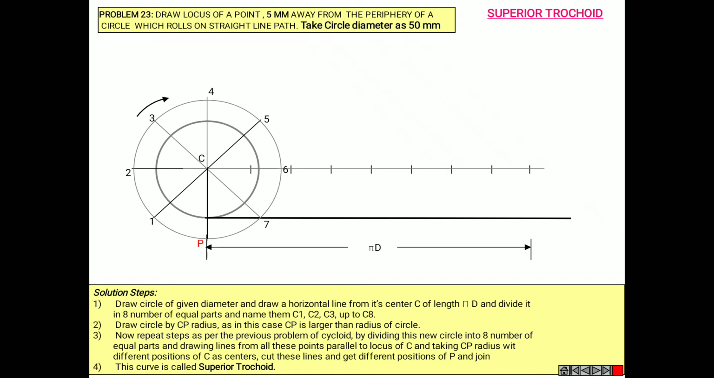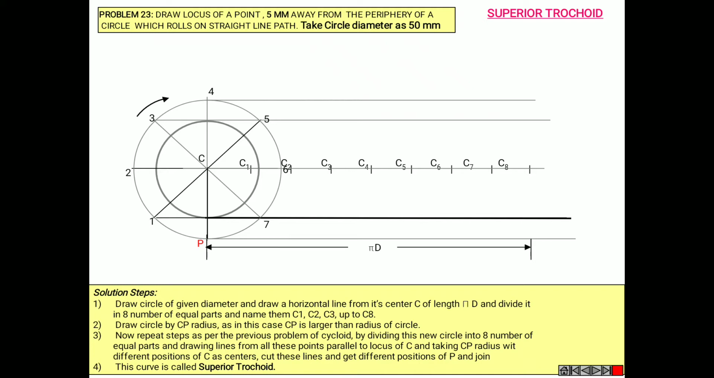and mention them as C1, C2, C3 and so on up to C8, as mentioned in the previous slide. Now taking C to P as a radius and measuring with your compass, before that, extend the horizontal lines from P, from 1 passing through 7, 2 passing through 6 is already existing, 3 passing through 5 and through 4.